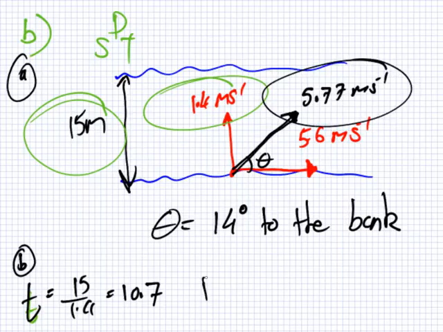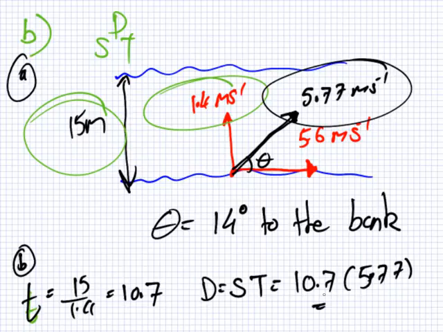5.77. So distance equals speed multiplied by time. That will be 10.7 multiplied by 5.77, so he has travelled 61.8 meters. That's so cool, 61.